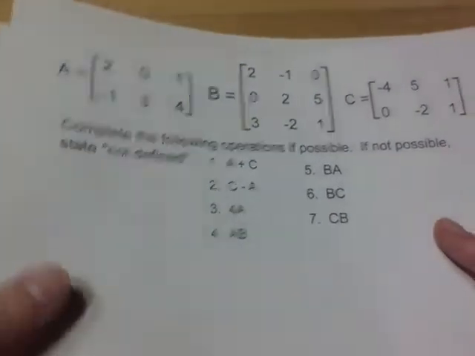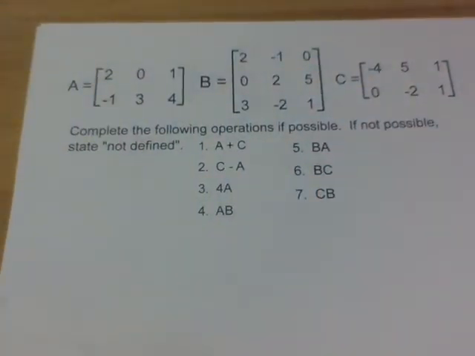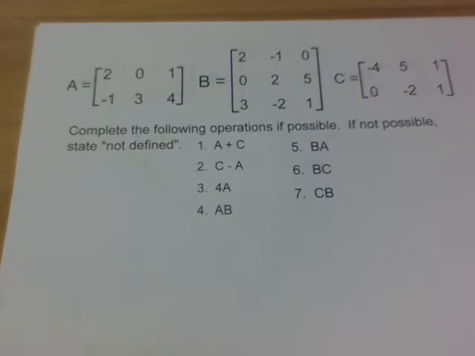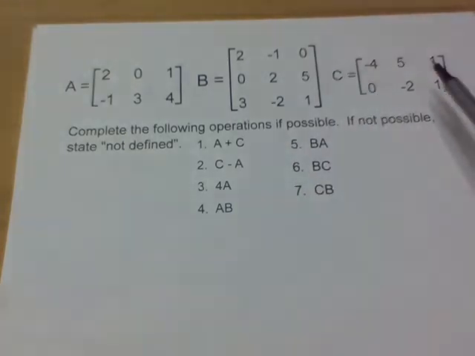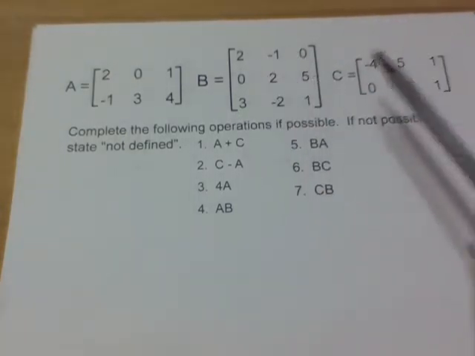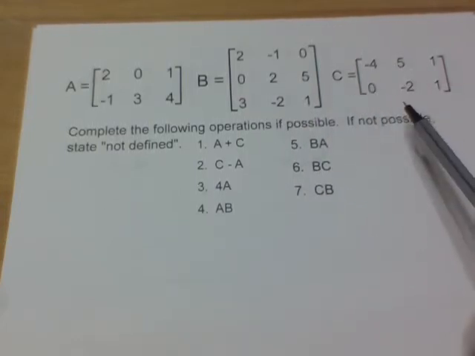Alrighty. So we are going to complete the following operations if possible, and if not possible, we're going to state that it's not defined or not able to be added. So for instance, if I was ever to say that I want to take B and add it to C, that is not allowed because this has 9 elements and this has 6 elements. And so again, you'd have this bottom row that you're not going to combine with anything, which is not allowed.